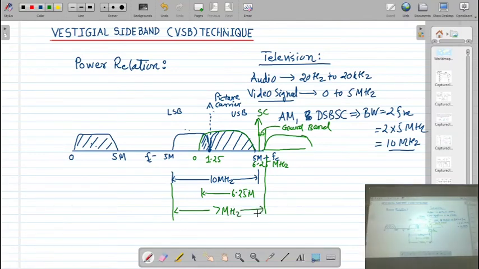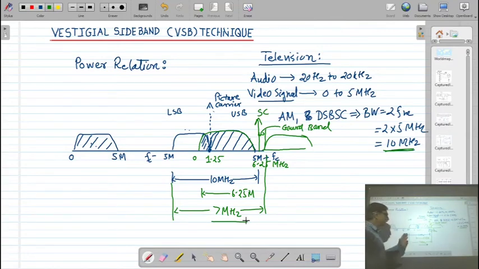Remember, initially you try to understand that you require 10 megahertz, plus we have to add a sound carrier frequency plus guard band, then this bandwidth will go up to 11 megahertz. Now instead of that, your requirement for this channel or the bandwidth is only 7 megahertz. So that is the advantage of the vestigial sideband, that we can reduce the bandwidth.